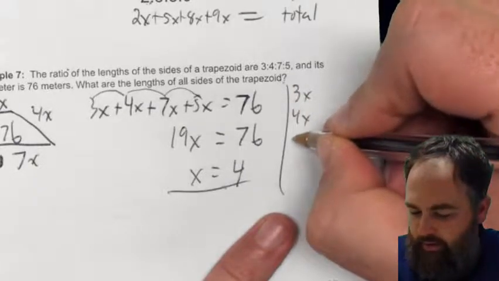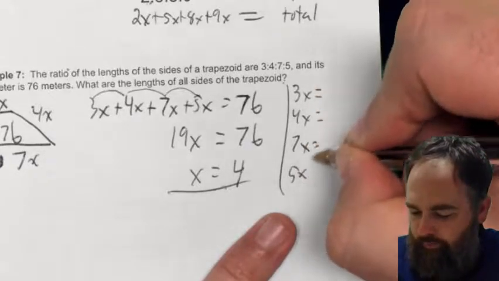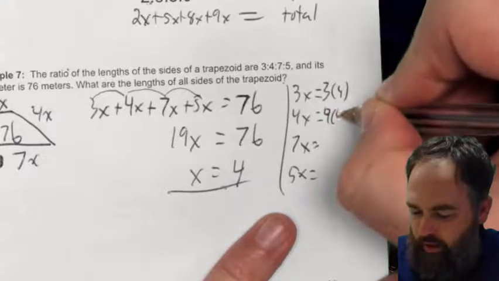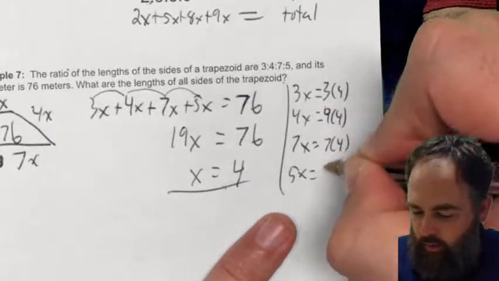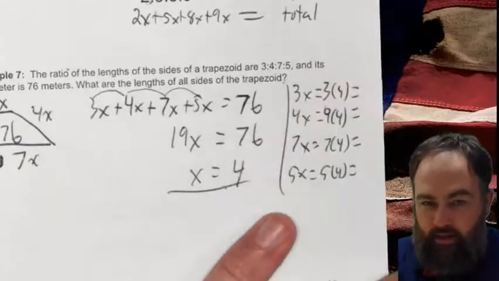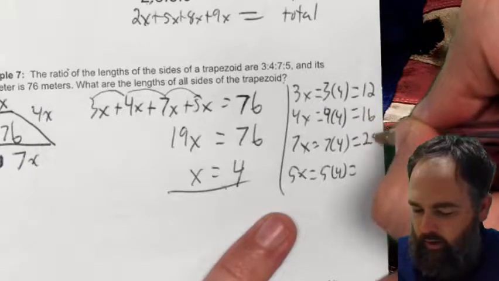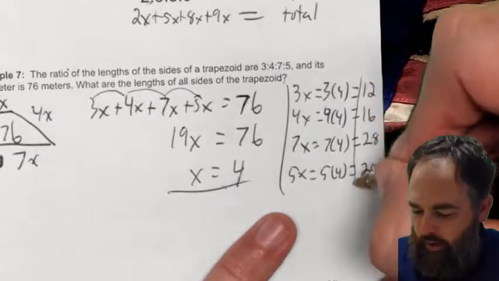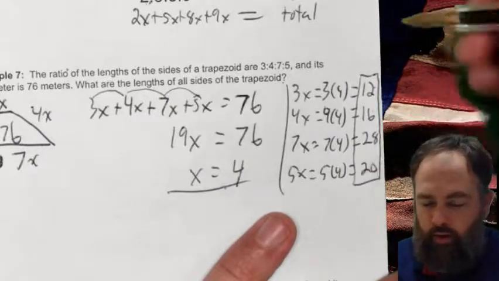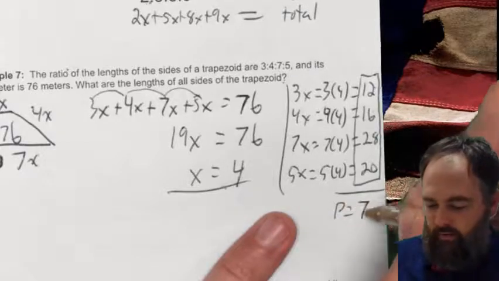3x, 4x, 7x, and 5x. Well, 3 times 4, 4 times 4, 7 times 4, and 5 times 4. We're just going to plug in 4 for the x value on all of these. That gives me 12, 16, 28, and 20. So the sides of that trapezoid are 12, 16, 28, and 20, which if you add all those up, sure enough, the total gives you perimeter is 76.